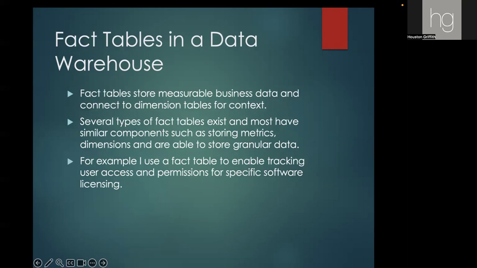Another component of a data warehouse is a fact table. A fact table stores measurable business data and connects dimension tables for context. There are several types of fact tables that exist, and most of them have similar components, such as storing metrics, dimensions, and they are able to store granular data. For example, I use fact tables daily to enable tracking user access and permissions for specific software licensing at Virginia Commonwealth University.